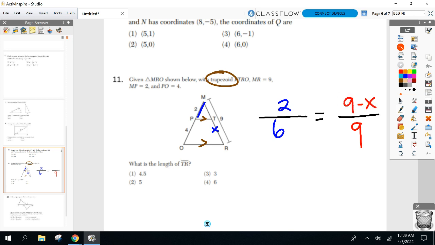And then how do I solve these? Cross multiply. Yep. 6 times 9 minus X equals 18. And then you guys are off to the races. Distribute the 6, solve for X, and you got TR. I don't know if anybody tried this way or not, but maybe instead of solving for TR, you put the X on MT, and then just at the end, make sure you do 9 minus that to find TR. Okay.